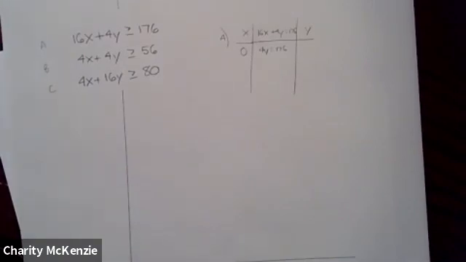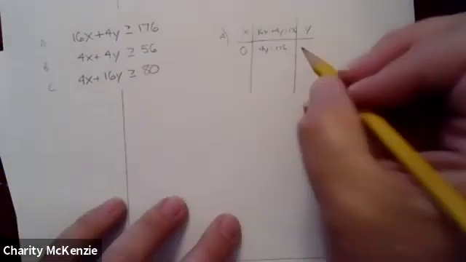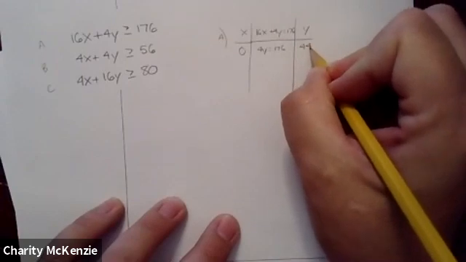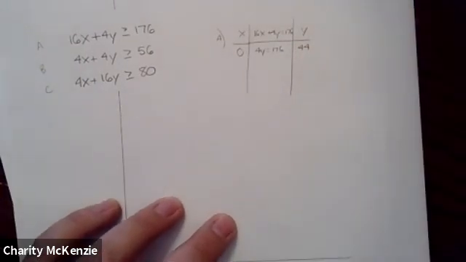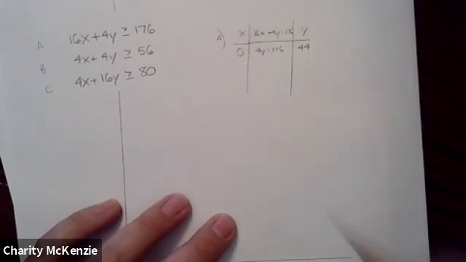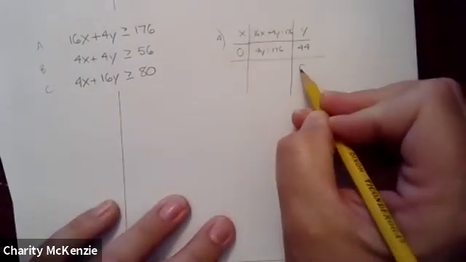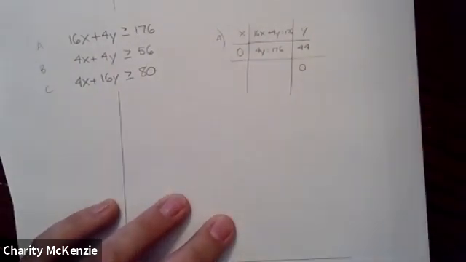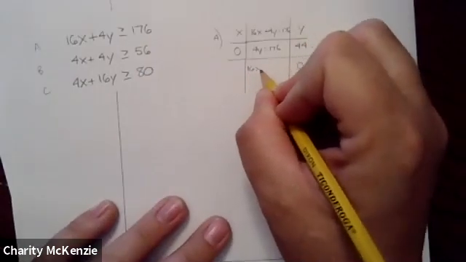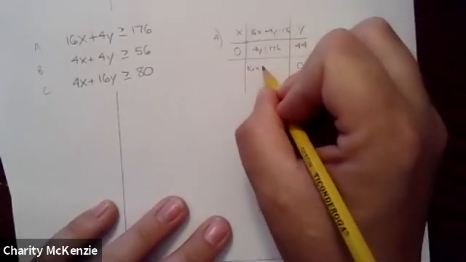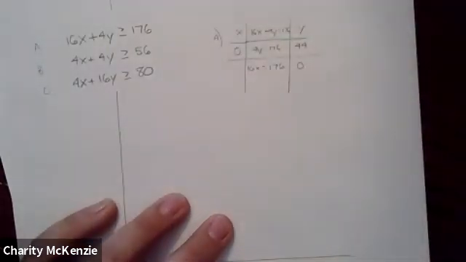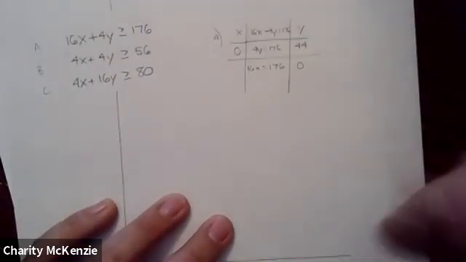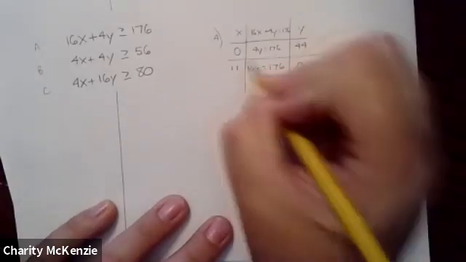I don't know what that is. 176, get my calculator out. Divided by 4 is 44. So there's a point, 0, 44. I need one more point, and I'm going to do that with my other intercept. Let the y be 0. Then I would have 16x equals 176, and 176 divided by 16 is going to give me a pretty number as well, which is 11.